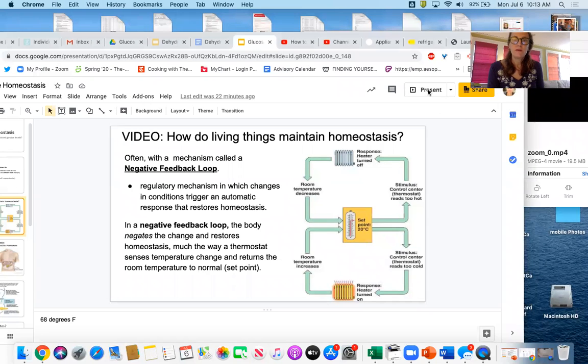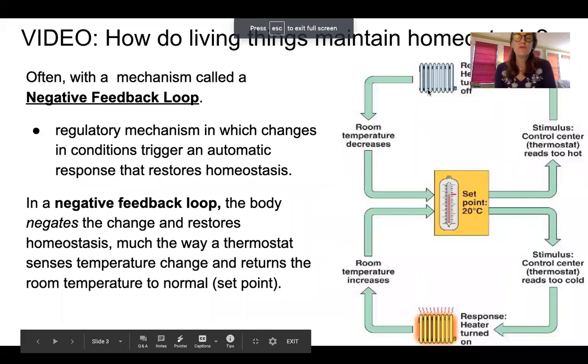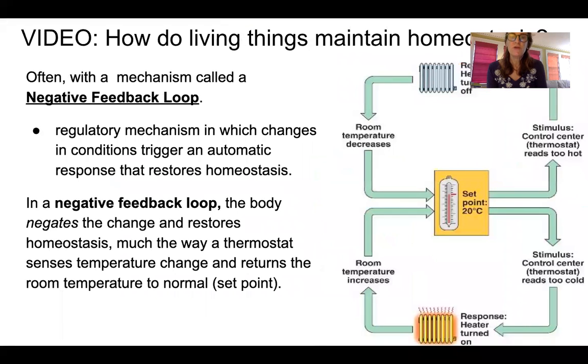Hi, I want to talk to you for a little bit about how the body uses negative feedback loops to maintain homeostasis. So, a negative feedback loop is a regulatory mechanism in which changes in conditions trigger an automatic response that will restore homeostasis. So, the body negates the change, the move away from homeostasis, to restore homeostasis. That's why it's called a negative feedback loop.